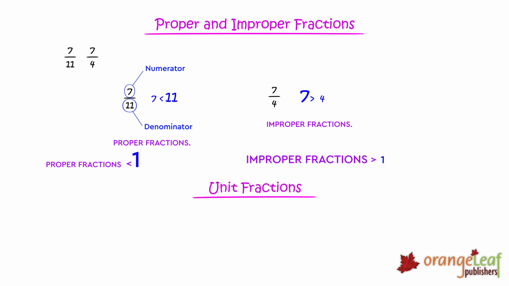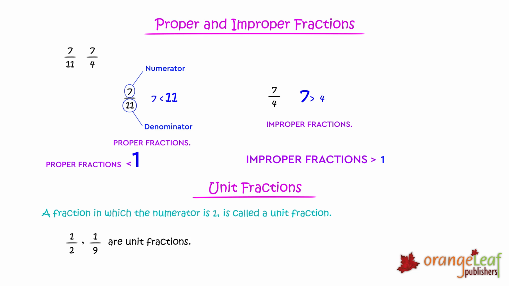Unit fractions. A fraction in which the numerator is 1 is called a unit fraction. 1 by 2, 1 by 9 are unit fractions. All unit fractions are proper fractions.